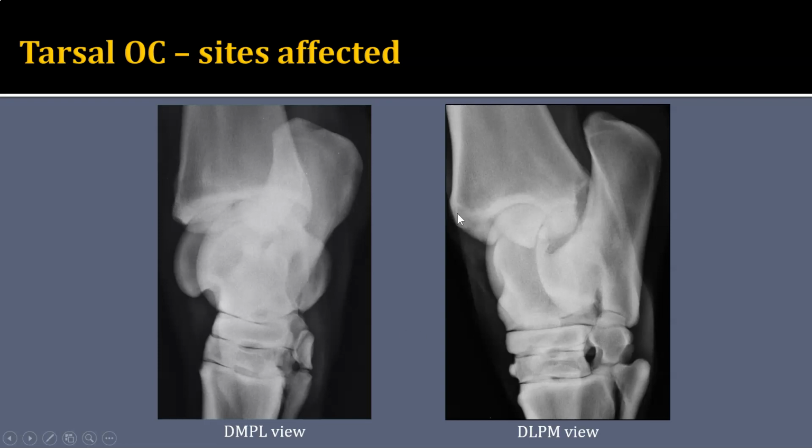On the DLPM view, we're looking at the dorsal medial aspect here, and the intermediate ridge of the tibial cochlea is now in the middle here, and we don't usually identify the lesion on this view of the intermediate ridge. This is the medial malleolus of the tibia, and so that is an area that we might identify this lesion. Our lateral ridge of the trochlear tali is going to be more challenging to evaluate, and then we can see the medial ridge of the trochlear tali.